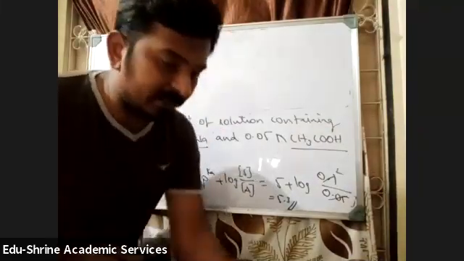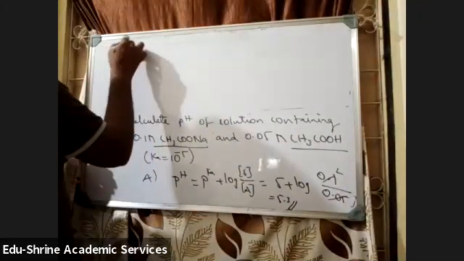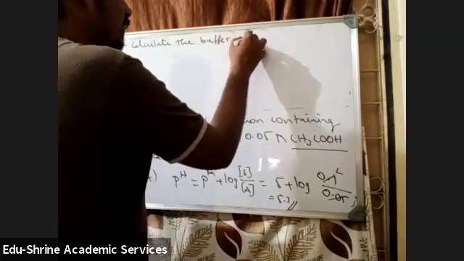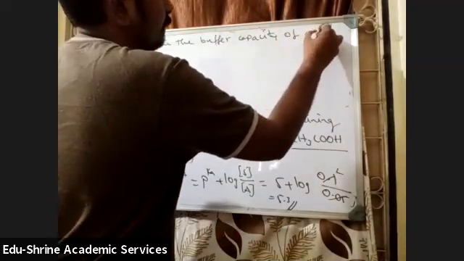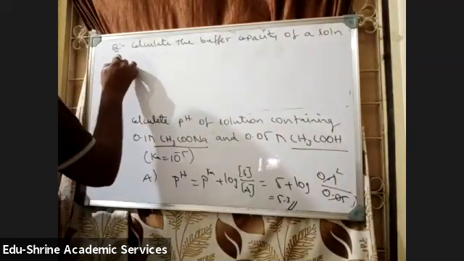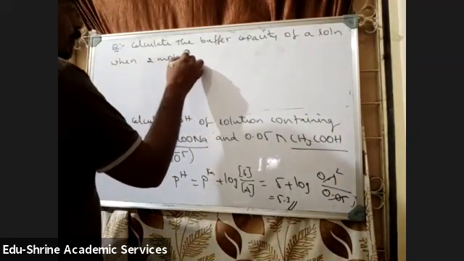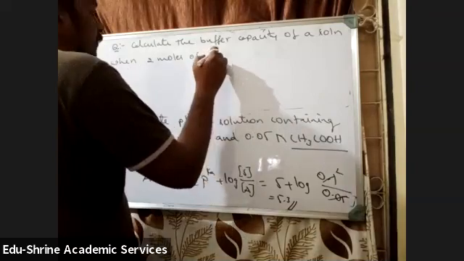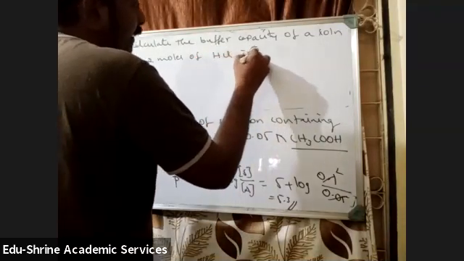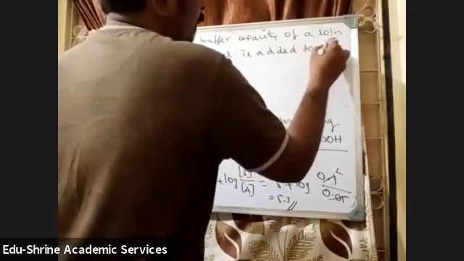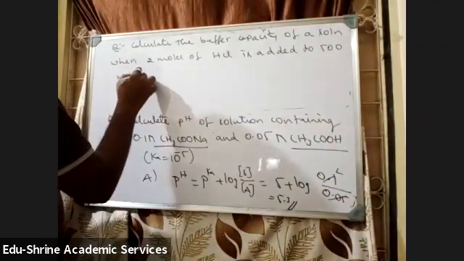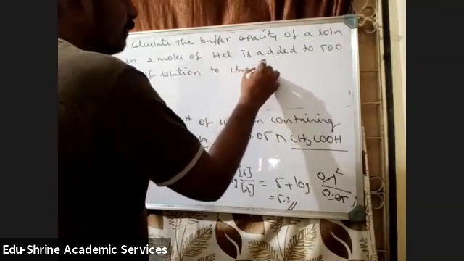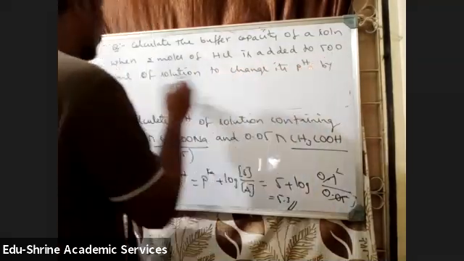One problem based on buffer capacity. The question is: calculate the buffer capacity of a solution when 2 moles of HCl is added to 500 ml of solution to change its pH by 2 units.